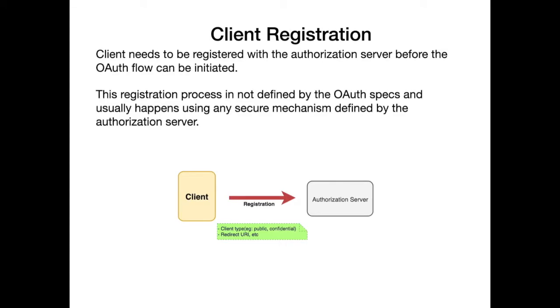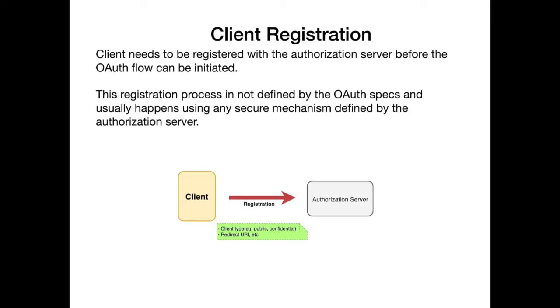Let's now talk about client registration. So, before a client can initiate the OAuth flow, it needs to get registered with the authorization server. As part of this registration process, the client needs to provide its client type, for example whether it's a public client or a confidential client, and the client also provides additional information to the authorization server. The registration process is not defined by the OAuth specs, and it usually happens using any secure mechanism defined by the authorization server.